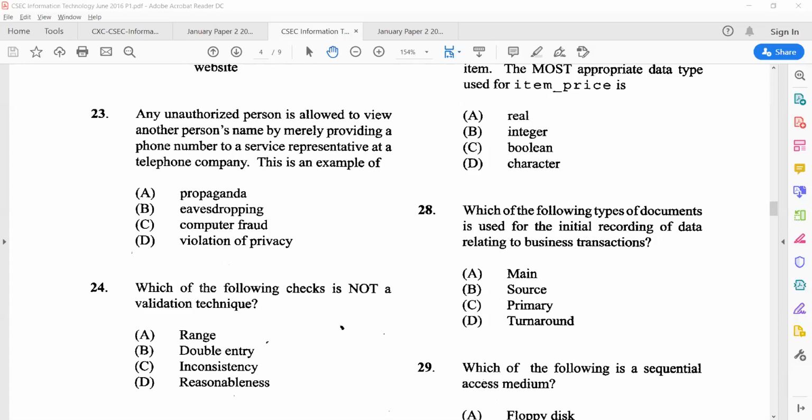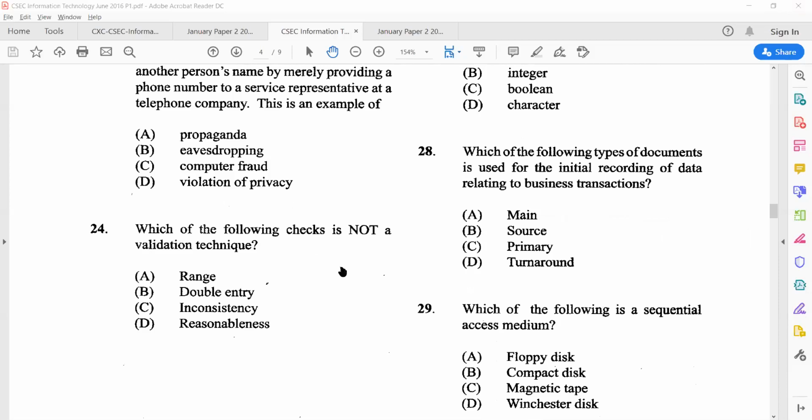Okay. Some persons may look at it and think fraud might be the case, but they're not pretending or trying to be another person. What they're saying is they are allowed to view another person's name by using the phone number. The answer for 23 will be D, violation of privacy.